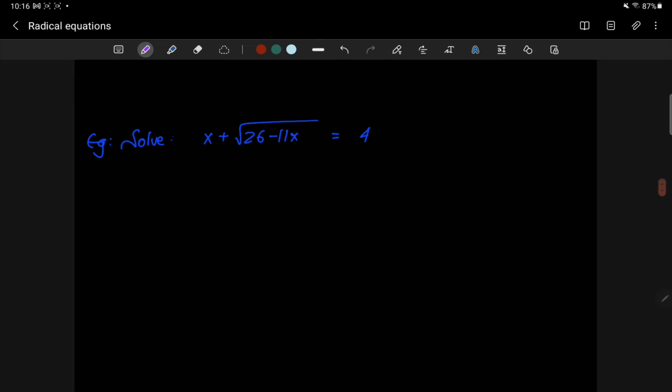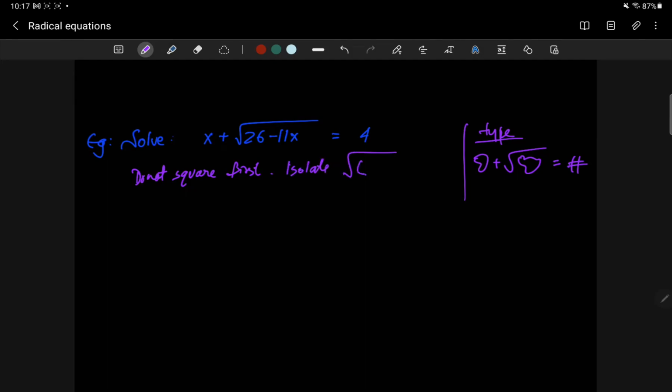Now, this is a new type. This type is you have a variable and then you have a radical and then you have a number. So in this case, do not square first. You want to isolate the radical term first. To do that, subtract x on both sides. So you end up with 26 minus 11x equals 4 minus x. And now you square.